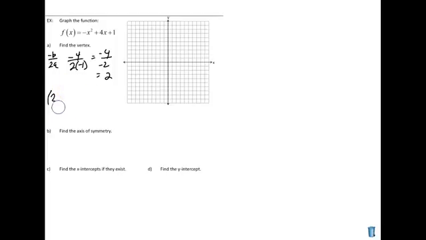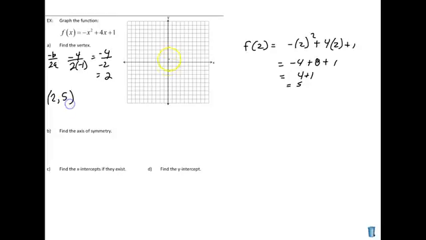Well, in order to figure out what that something is, I have to plug 2 into my function. So I'm going to say, what is f of 2? Well, that is negative 2 squared plus 4 times 2 plus 1. Negative 2 squared is 4, so this becomes negative 4 plus 8 plus 1. Negative 4 plus 8 is 4, plus 1, which is 5. So my vertex is the point (2, 5). I'm going to go ahead and put that on here. 2 and then 5. Is that right? 1, 2, 3, 4, 5. Good.